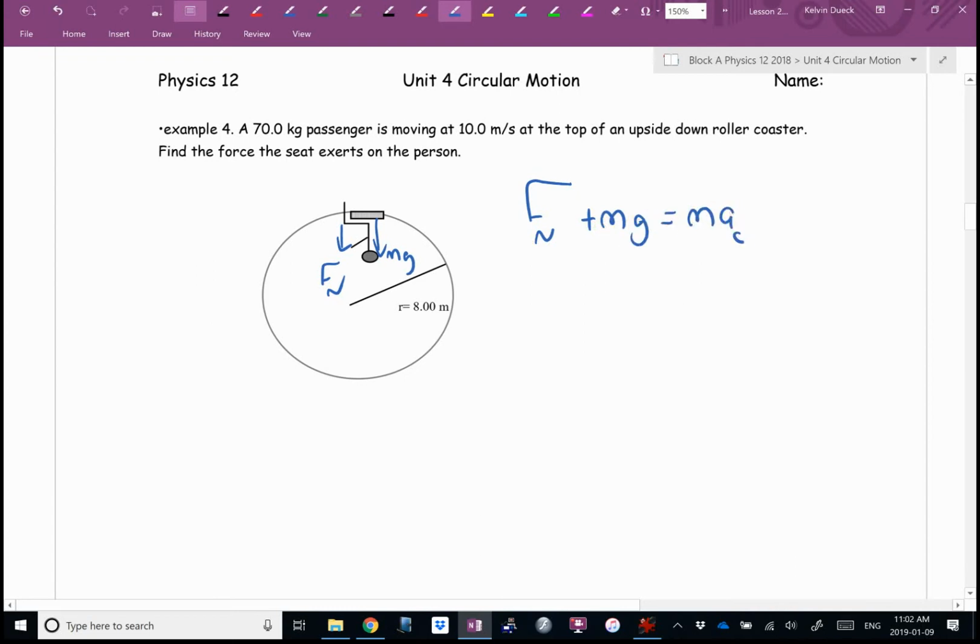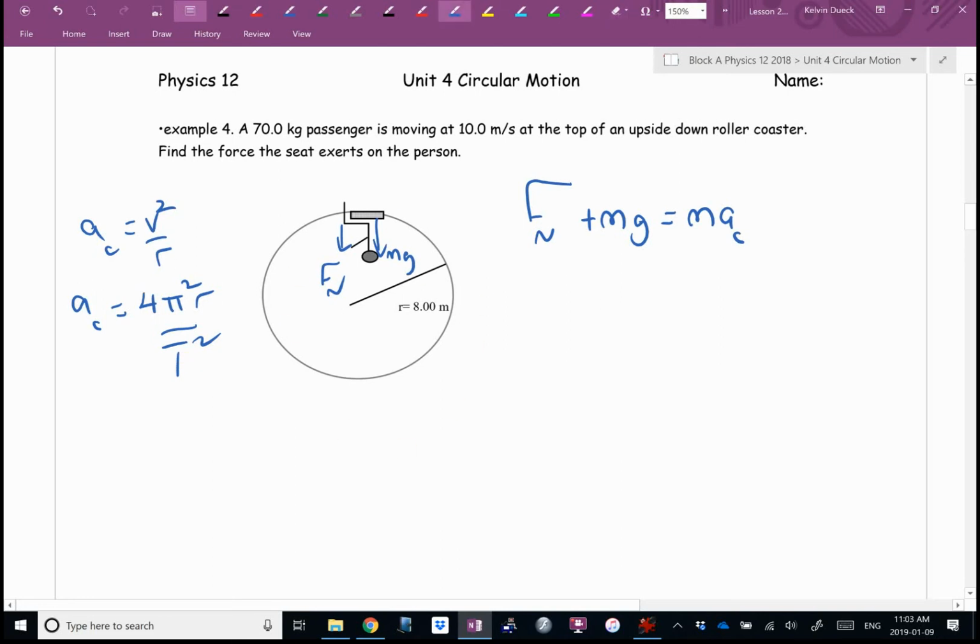AC. Now, there are two equations for circular acceleration. Circular acceleration is v squared over r, and circular acceleration is 4 pi squared r over t squared. Which one am I going to use? Jacqueline, how do you know? They gave you the speed. Speed. Okay.